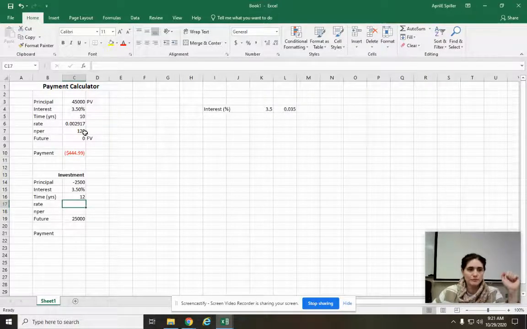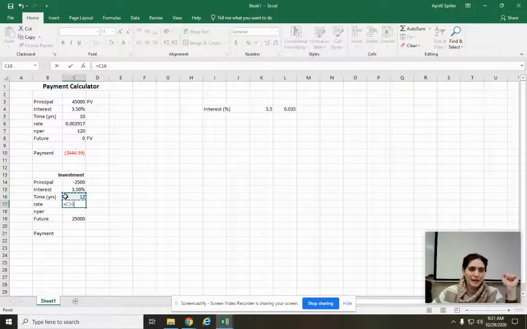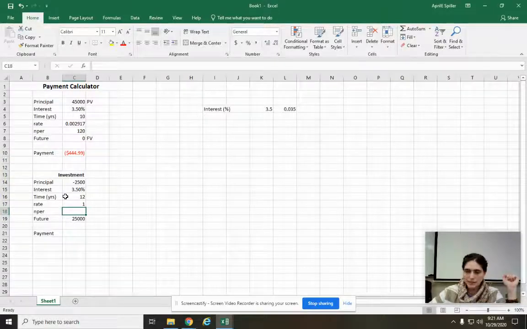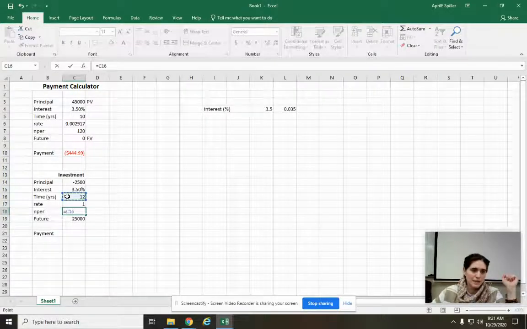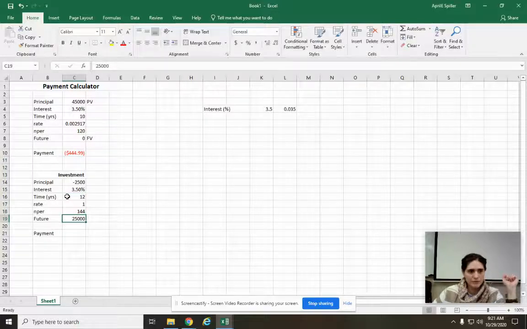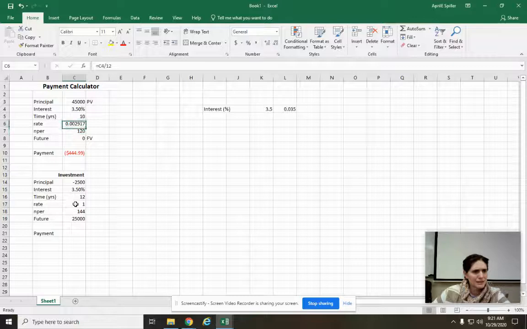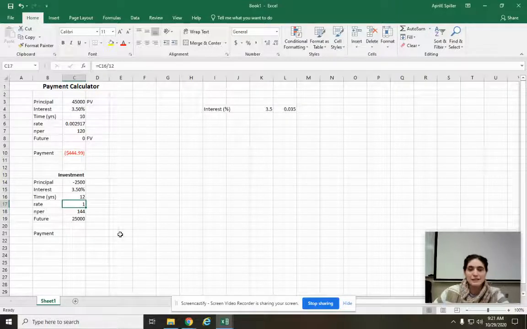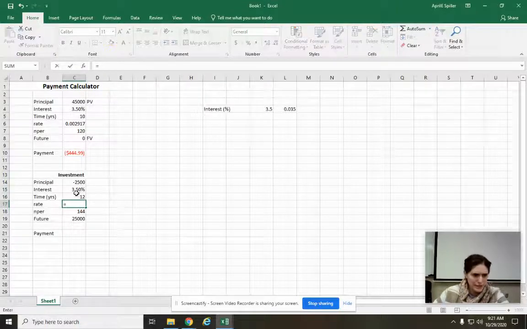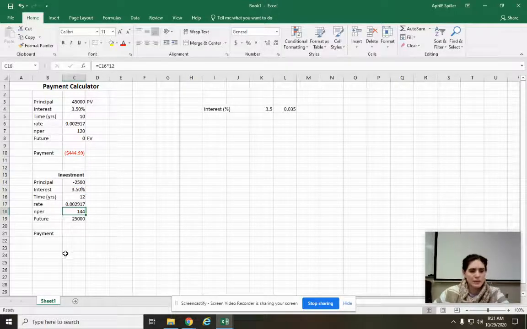So my rate, we're doing the same thing we did here. So this is equals the time divided by 12. Number of periods is going to be equals time times 12. Okay. Did I do this right? This was divided by 12. This is divided by 12. Oh, sorry, I clicked on this wrong. It's not 12 divided by 12. It's the interest rate. It's a good thing I caught that. So this is equals your interest rate divided by 12. There we go. That looks better.